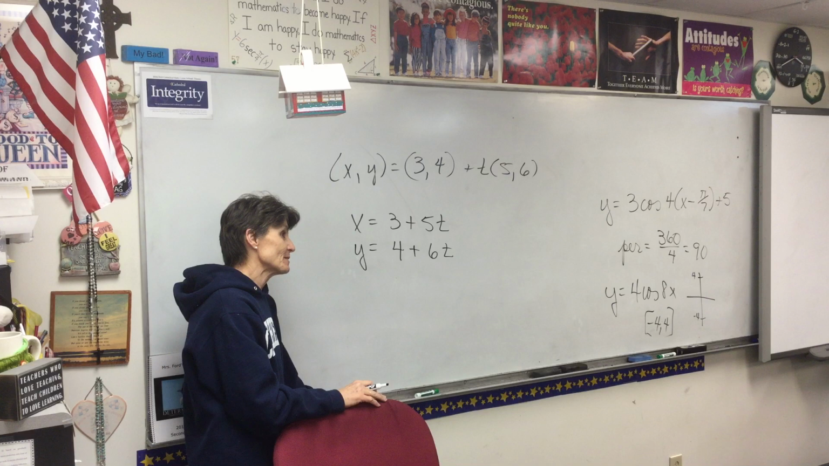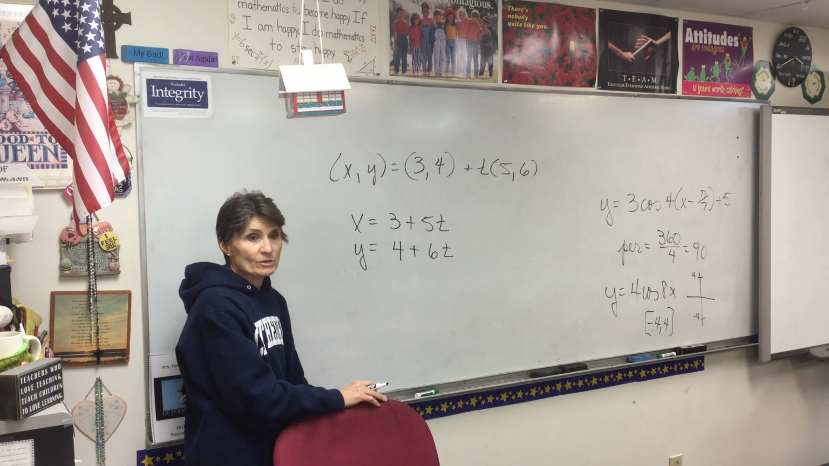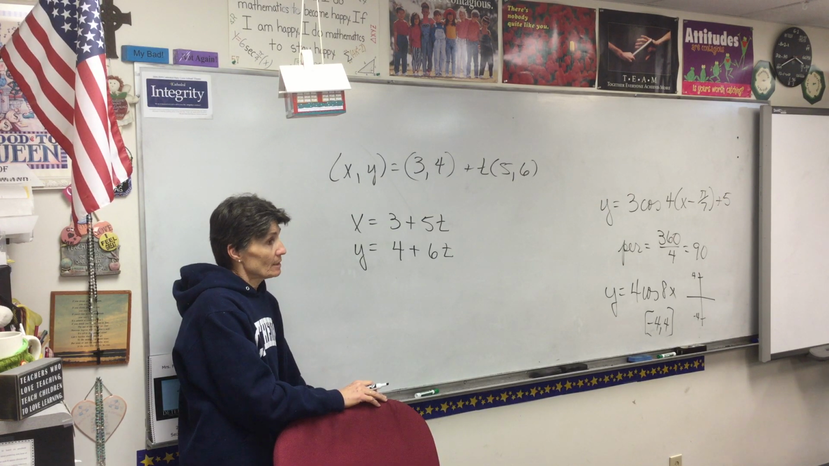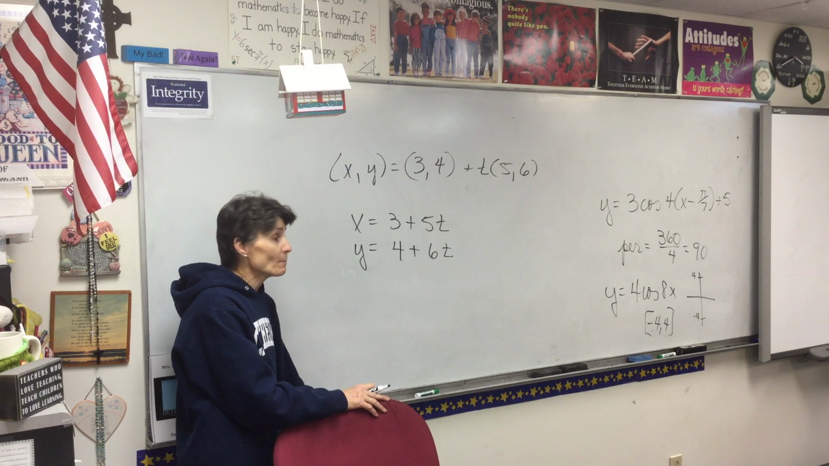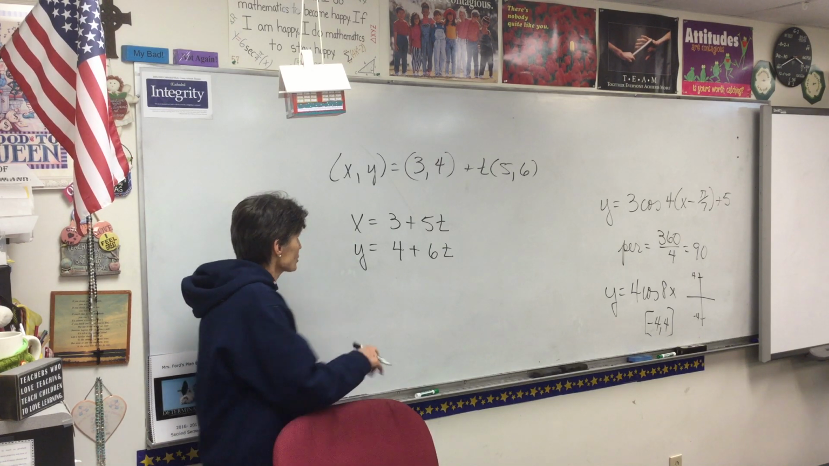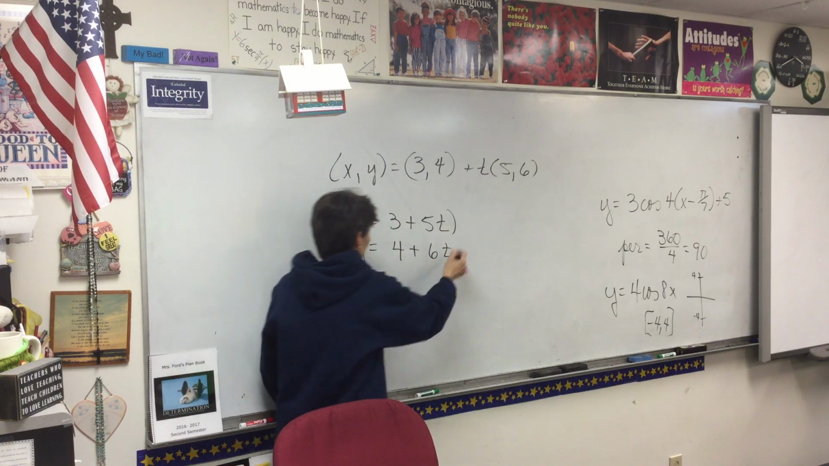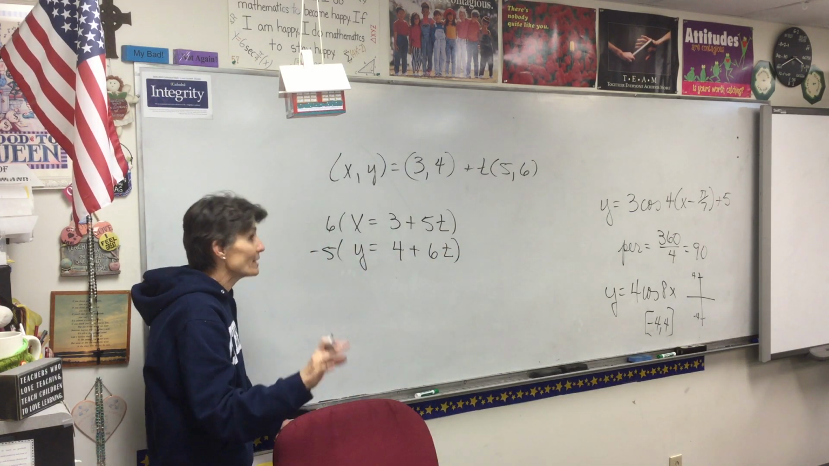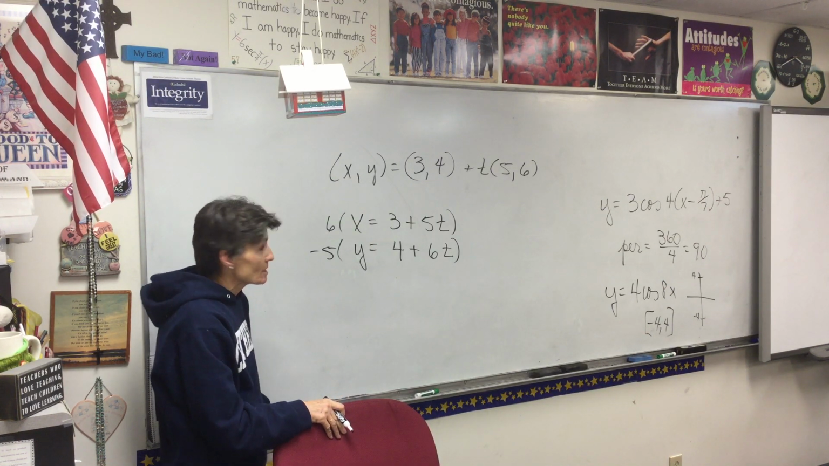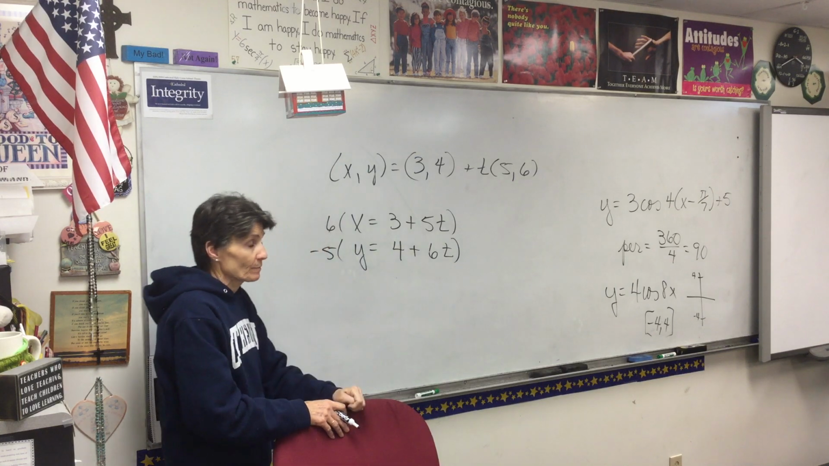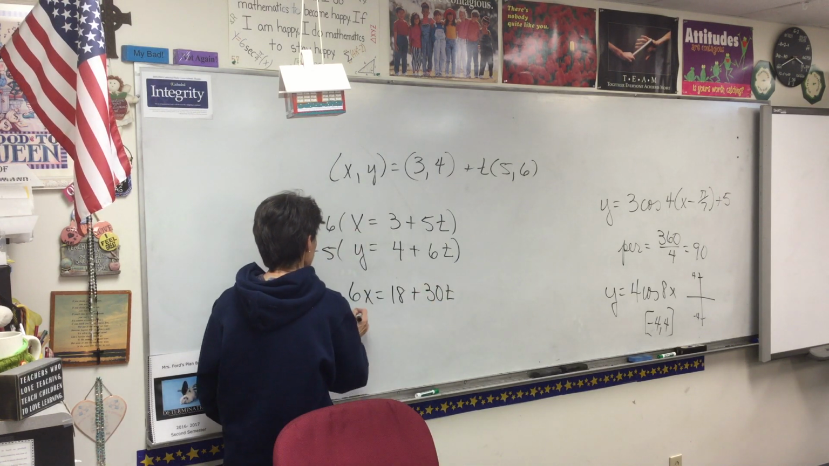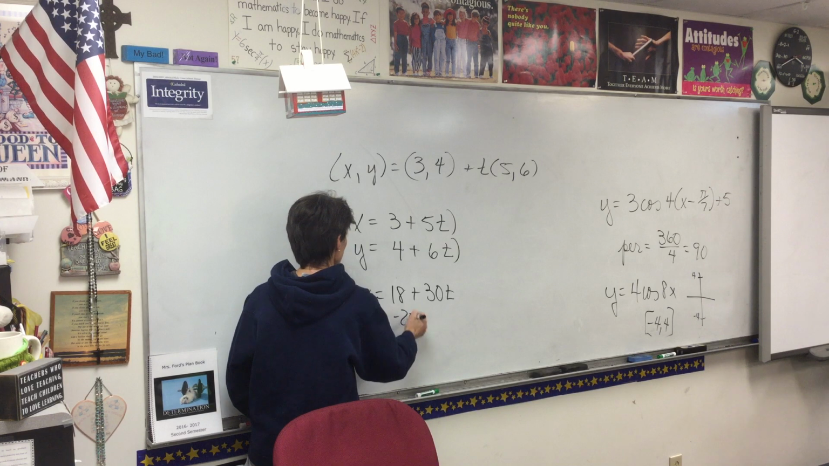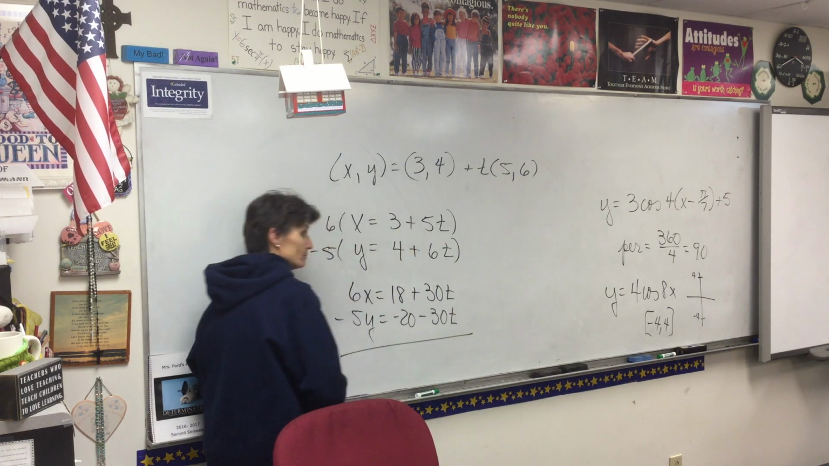To get the answer, you have to get rid of the t. So how do we get rid of the t? We either substitute or we eliminate. Now, I don't like the looks of this substitution because it's going to involve fractions. So I'm going to go ahead and eliminate. So I got to multiply this one by 6 and this one by -5. Kids, you know how to do this. You are eliminating a variable. So I'm going to change those in the 30s. So 6x equals 18 plus 30t, and -5y equals -20 minus 30t.